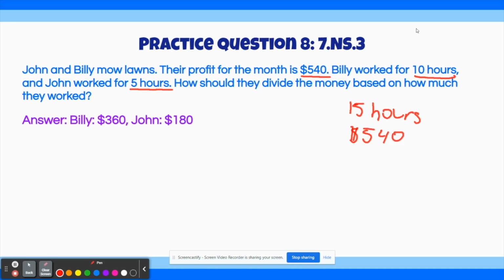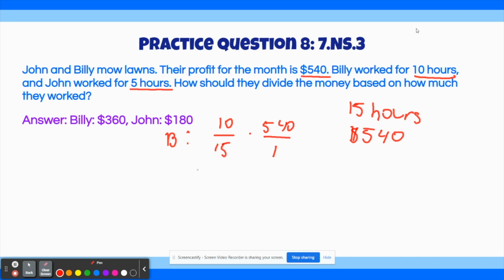So how many hours did Billy and John work? This is when we're going to end up dividing the money. So Billy worked for 10 hours. So that's 10 over 15 hours. That's out of the 15 total hours, he worked 10. And then we can multiply that by 540 so that we know what portion of the money Billy is getting. So right now we can put a B next to that.